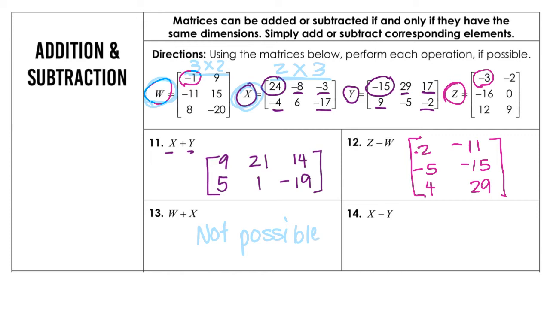And then finally, question 14, we need to combine our matrix X and then minus matrix Y. And those are compatible, so we can subtract those. And when you go through subtracting each element, you should get 39, negative 7, negative 20. The next row is negative 13, 11, and negative 15.